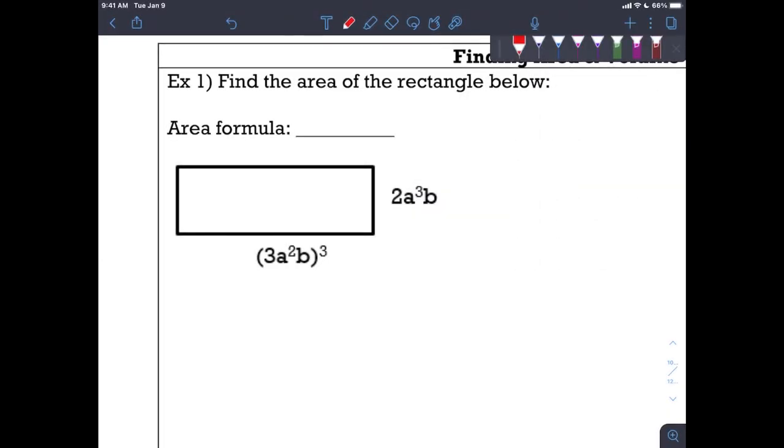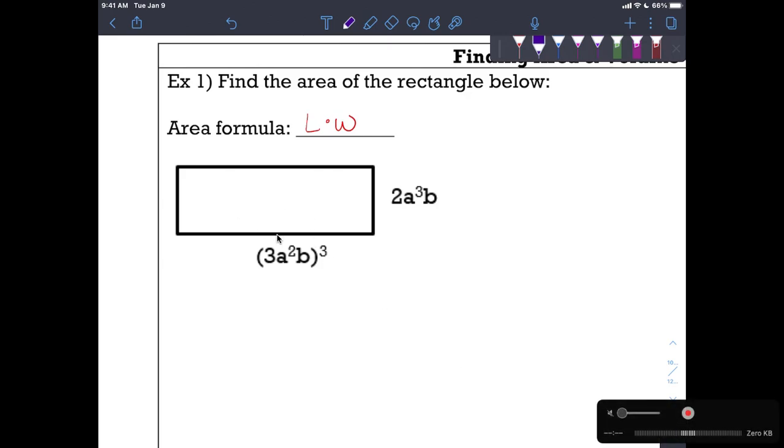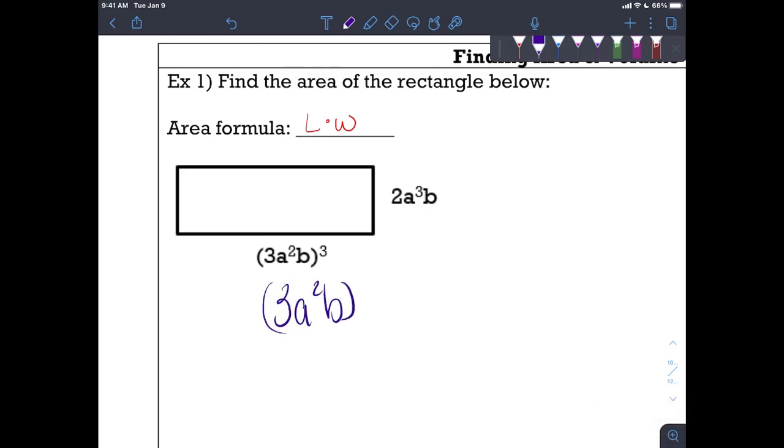So here they're asking us to find the area of the rectangle. Depending on who taught you, the area for most objects is either going to be base times height or length times width. So I see here that this guy is going to be my length, this guy is going to be my width, although it really doesn't matter all that much. But I'll go ahead and multiply them together.